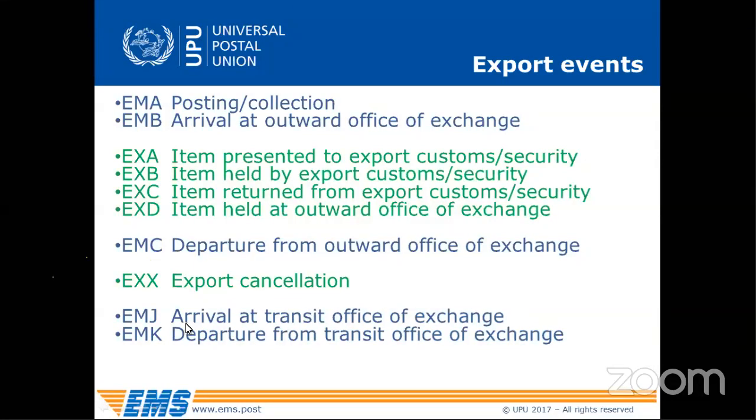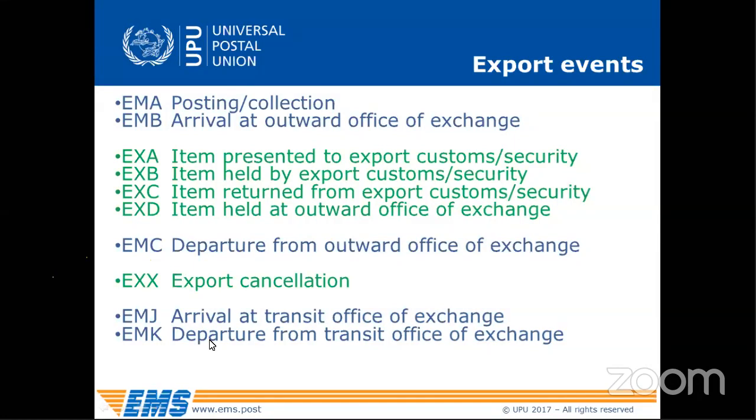So events J and K are also events at the office of exchange: arrival at the transit office of exchange, dispatch from transit office of exchange. Let me quickly explain to you what events J and K mean, though we may not use them at our various offices, only the exchange officers.